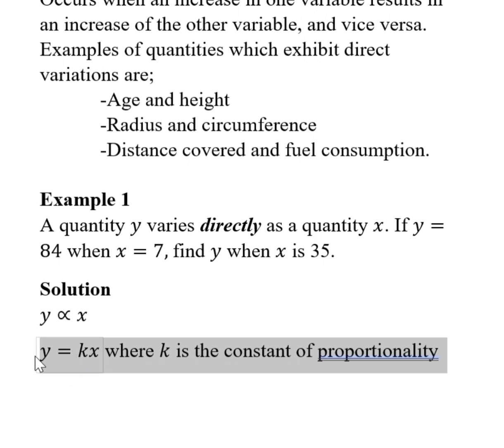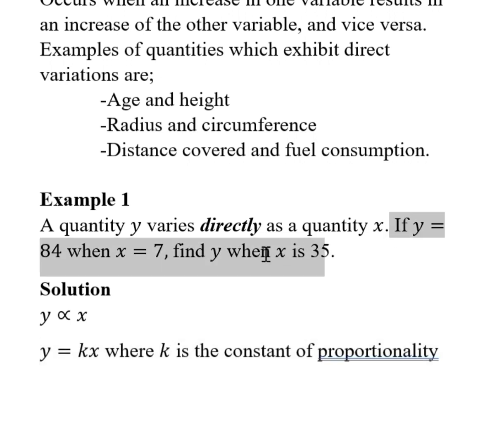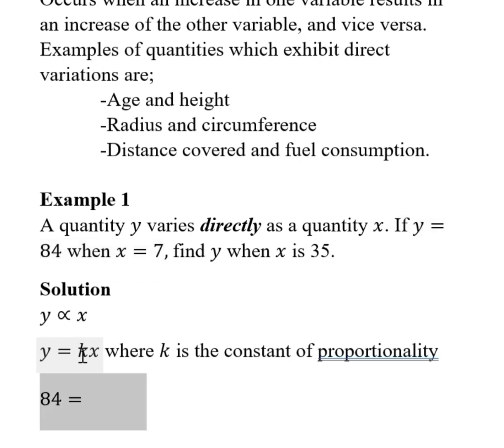This coefficient could be either a positive number or a negative number. Now, after we have written it in a way that it involves equal signs, we substitute the given statement in this equation so that it will help us get k. We are told if y is equal to 84 when x is equal to 7, that means we write 84 is equal to k times 7. So k times 7 gives us 7k. We can write this equation as 84 is equal to 7k.